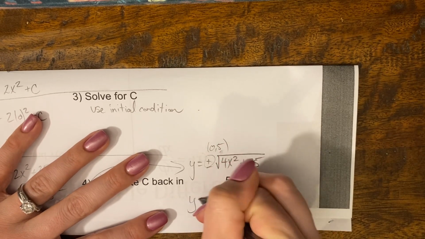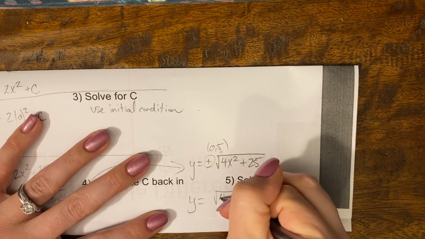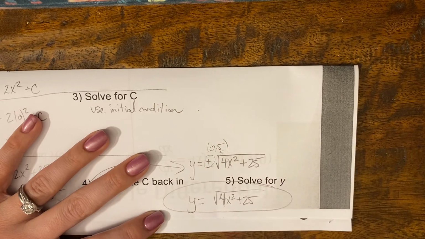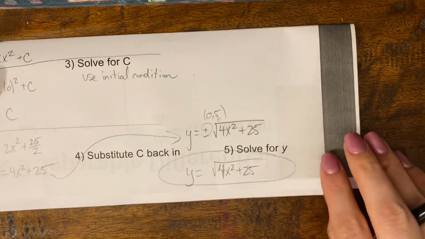And so the final answer is y equals root 4x squared plus 25. That is my equation for y. Okay, so that's example 1.